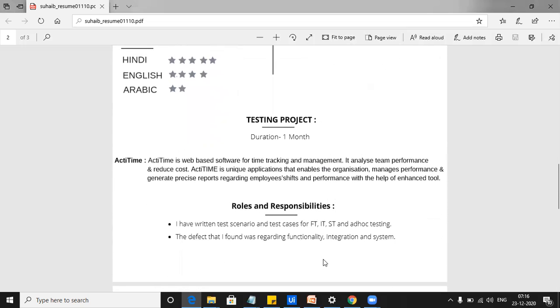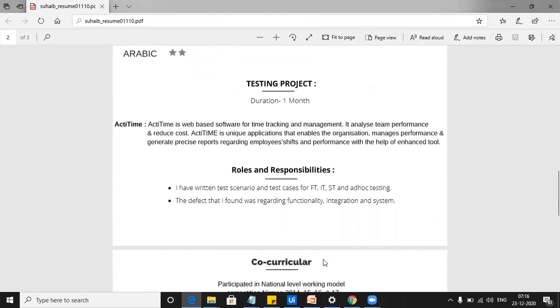Then comes testing project. Okay, the testing project duration is 1 month. If you have any certification of the project completion, then you should take that also to an interview, because they might ask you looking at these details. Roles and responsibilities: I have written test scenarios and test cases, FT, IT, ST. So don't use these; write functional testing, integration testing, system testing, and ad hoc testing.